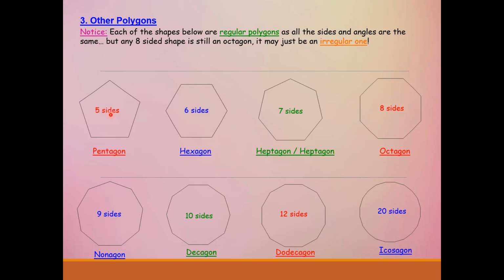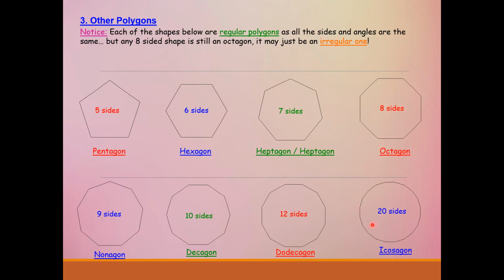So this is pentagon, and hexa, 6 sides. Hepta or heptagon, so we can have 7 sides. And octa, 8 sides, octagon. 9 sides, nonagon. 10 sides, decagon. And then we have additional right here, 12 sides. If you count each of these, these are 12 sides. So we call it dodecagon. When you add do before the decagon, that would be 12 sides.